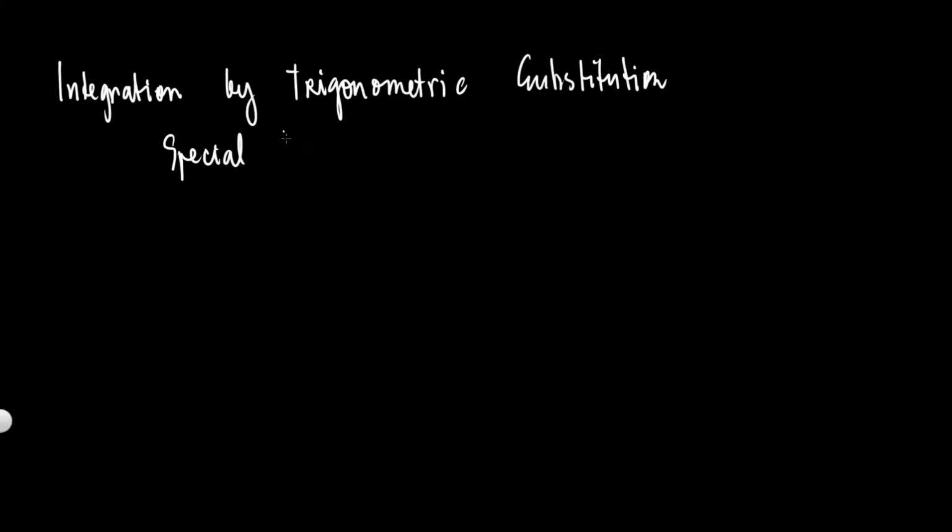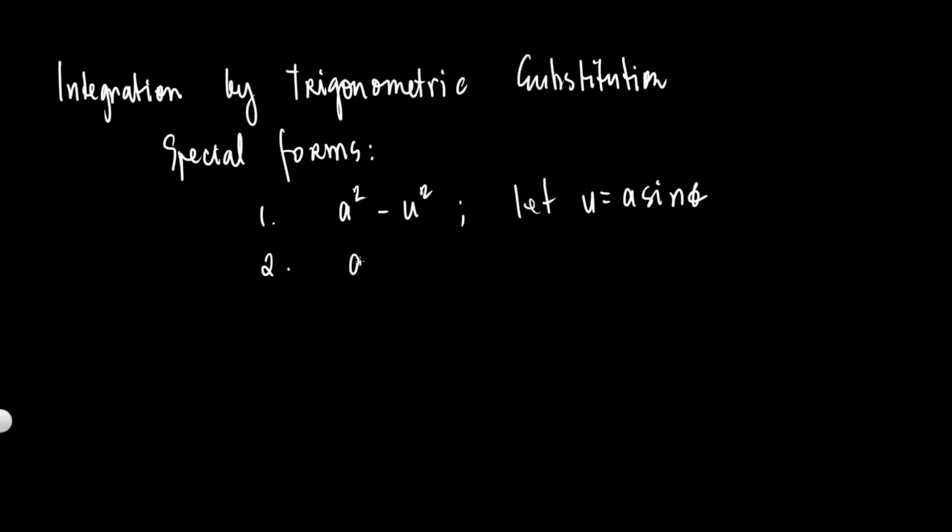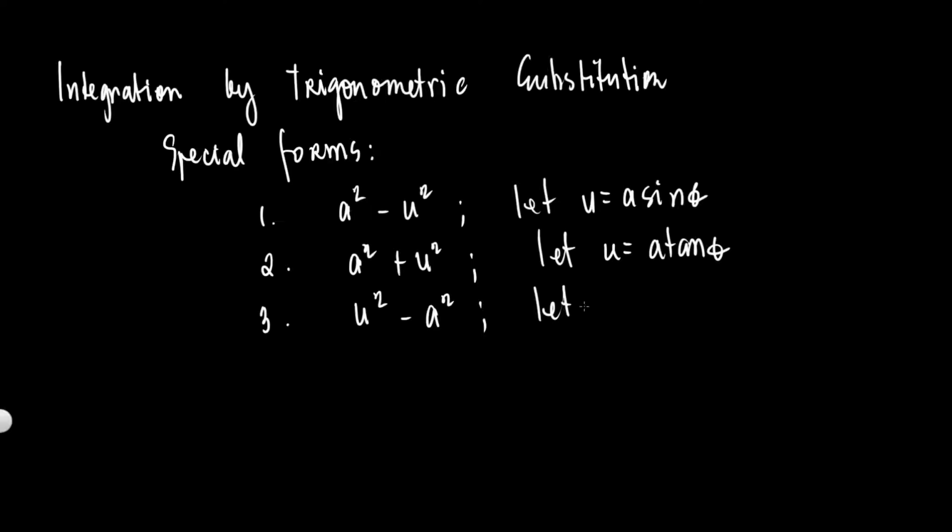Okay, sulat natin. Special forms. Number 1, a squared minus u squared. Let u equals a sine theta. Number 2, a squared plus u squared. Let u equals a tangent theta. Number 3, u squared minus a squared. Let u equals a secant theta. So, ayan lang yung tatlo, kapag gagamitin mo yung method na to, the trigonometric substitution.